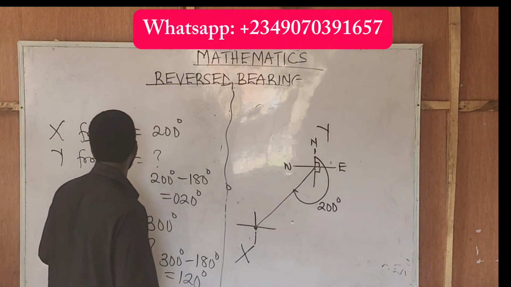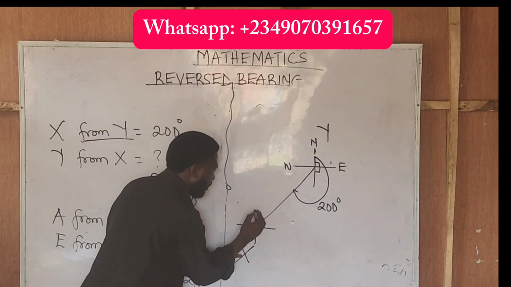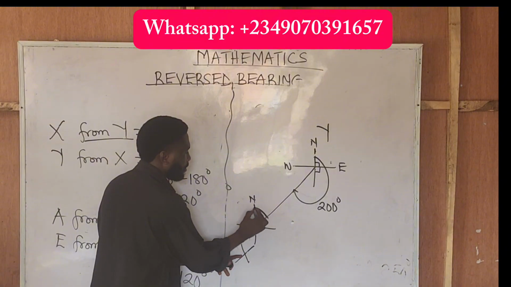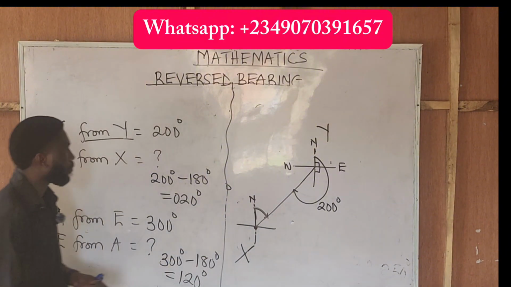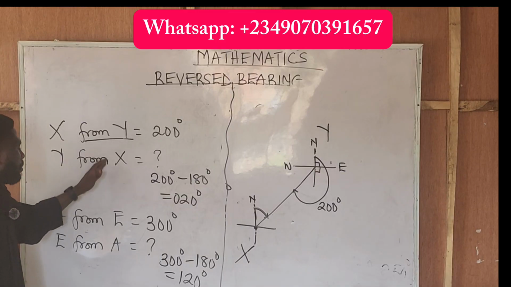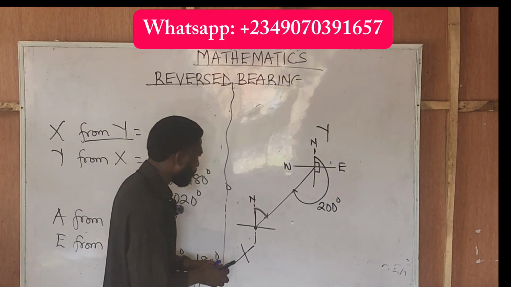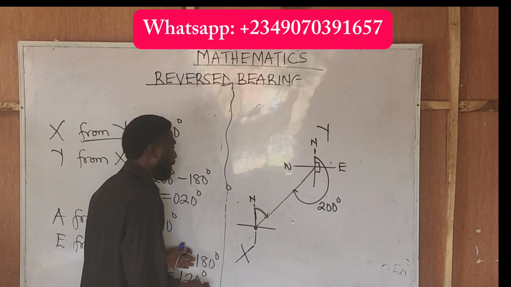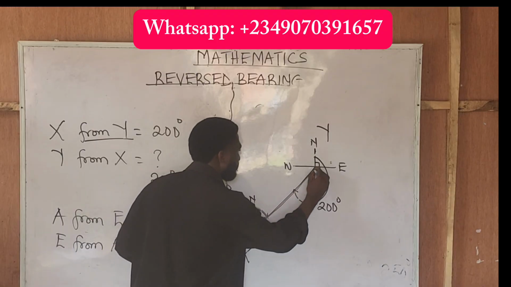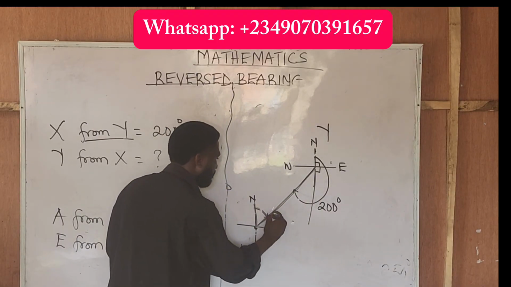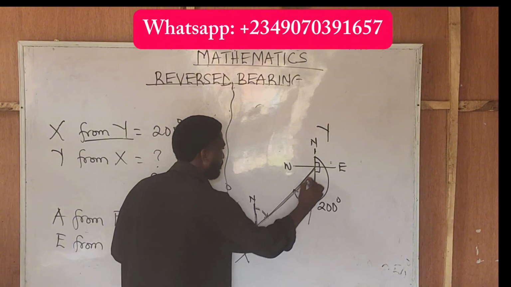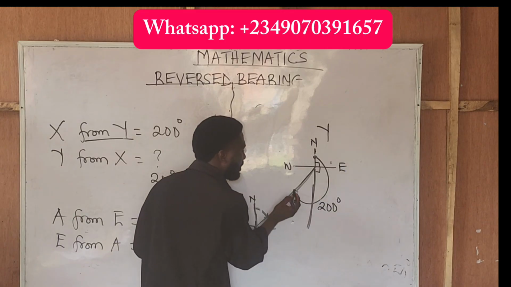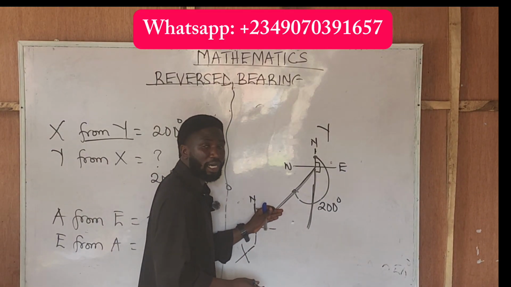So we want to get the bearing of Y from X. So X is moving clockwise from the north. So from here now to this point, that is what we are looking for. What is the bearing of Y from X? To get this done, we also need to take note of alternate angles. What do I mean by that? From here to this side has to be the same. This angle here and this angle here need to be the same. And we are being told that from this north down to this side is 200 degrees. Are you getting my point now?